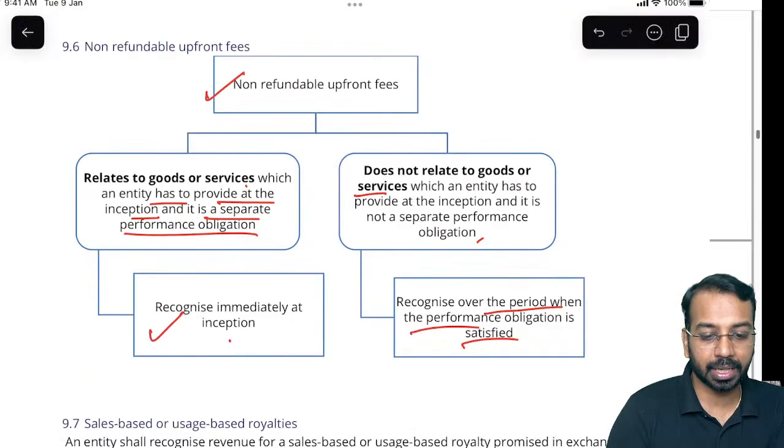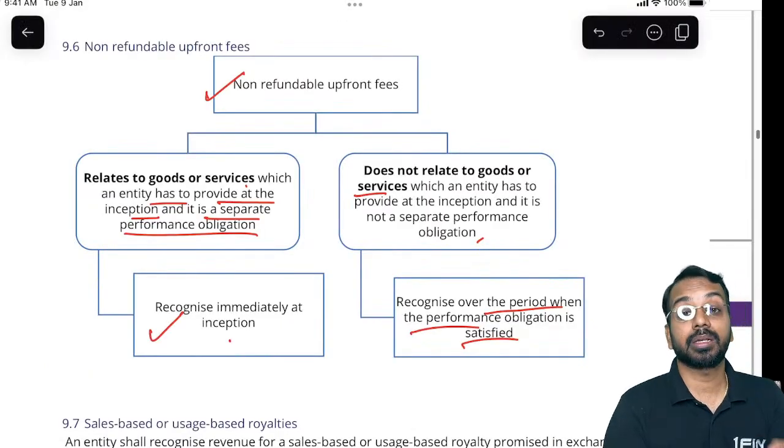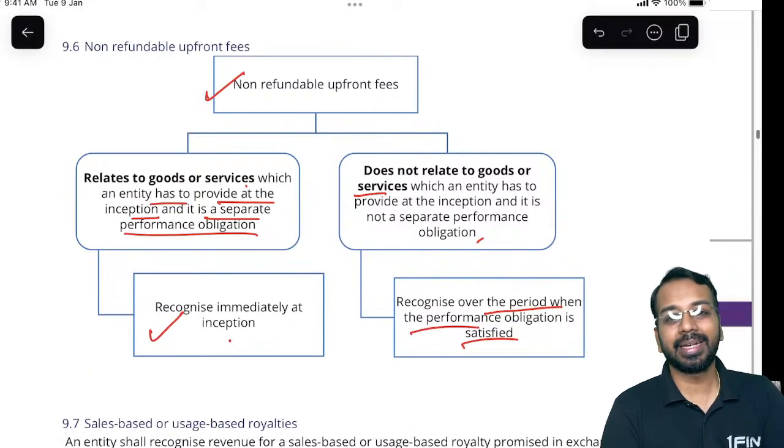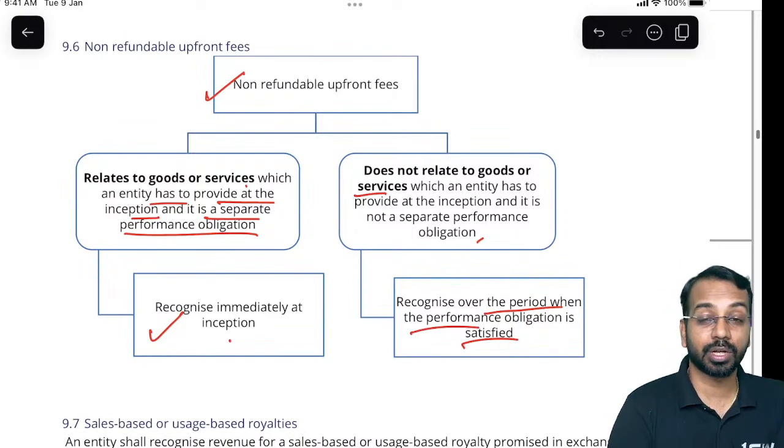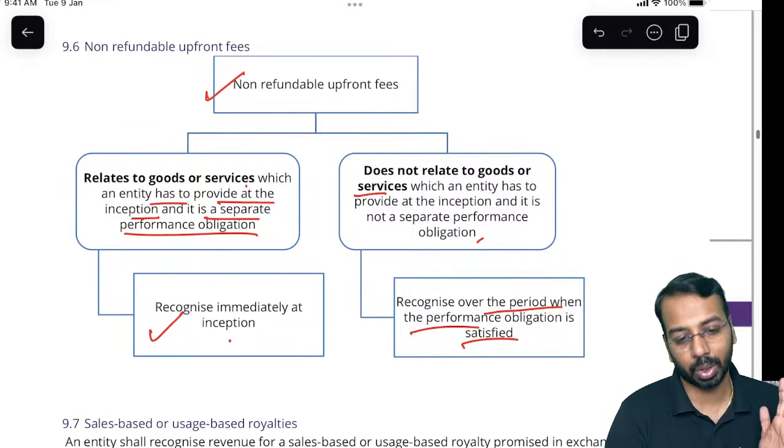So the key criterion here to decide is, when the customer is paying that amount, is the entity transferring some goods or services, or is there any separate performance obligation or not?